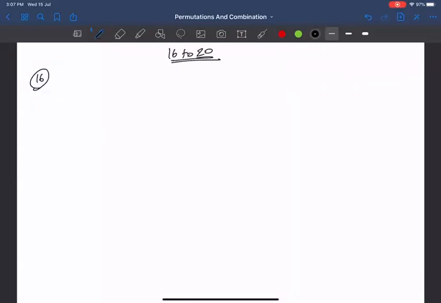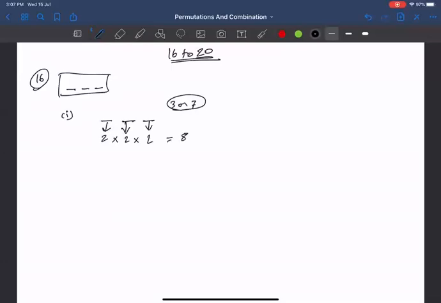How many numbers between 99 and 1000, both excluding, can be formed such that... Excluding means we are talking about 3-digit numbers. Correct? Such that every digit is either 3 or 7. So you have an option of either 3 or 7 only. How many options are there for this digit? 2. How many options for this one? 2. Whoever has the doubt should be the one to speak. How many options for this one? 2. So altogether how many numbers are there? 8. 8 numbers are there.